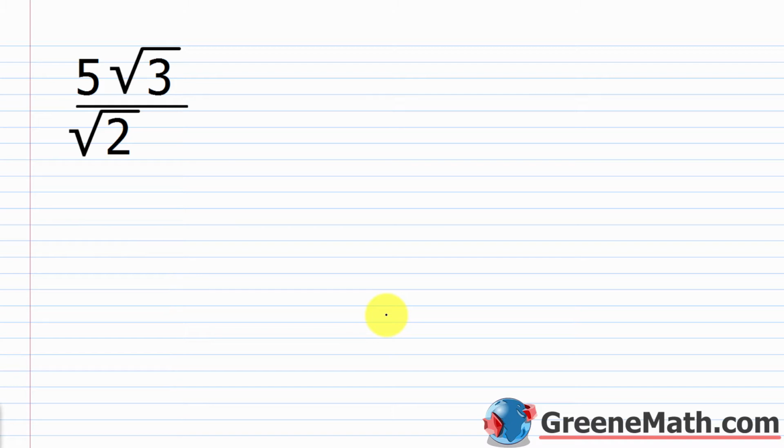And if it's something you're seeing for the first time, this is not something that's super difficult. Some of the examples will get a little bit challenging though. All right, so let's start off with something kind of simple. So we have 5 times the square root of 3 over the square root of 2. So the first question we would ask is, is this simplified?